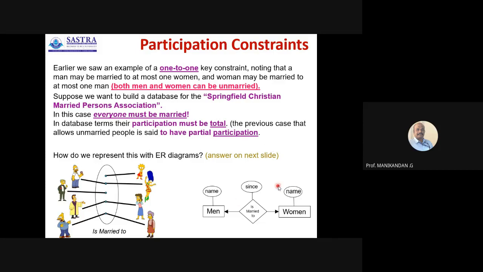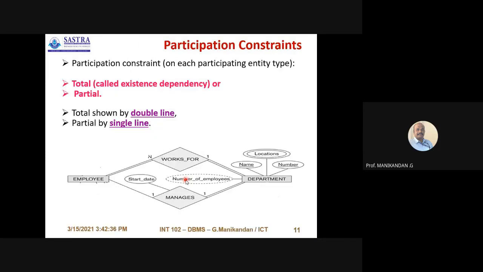So now the thing is, as part of this relationship type, only a married person can participate in this relationship type. Now how to represent this constraint in the ER diagram? The answer is given in the next slide. See the two different notations.